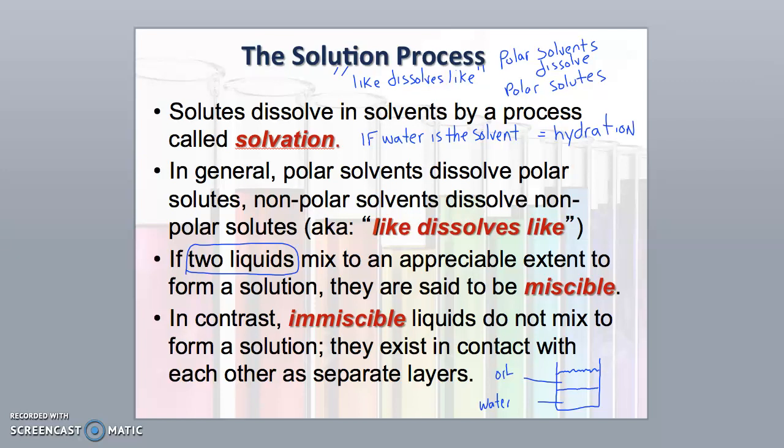We have the like dissolves like rule of thumb we can use for using polarity to decide if something may or may not dissolve. Polar solvents will tend to dissolve polar solutes. We'll talk more about that later. And if we're just looking at liquids, you might see this term miscible. So miscible is kind of like soluble, but for liquids. If we had a solid dissolve, we'd say that the solid was soluble. But if we have two liquids that mix, we use the term miscible. So immiscible, oil and water. Those two do not mix very well.